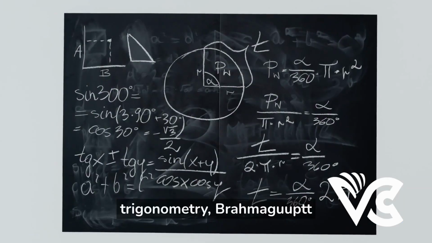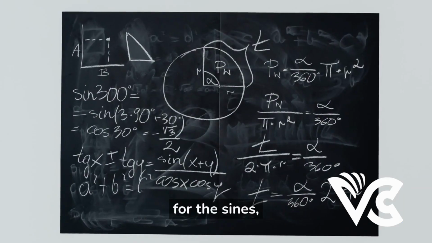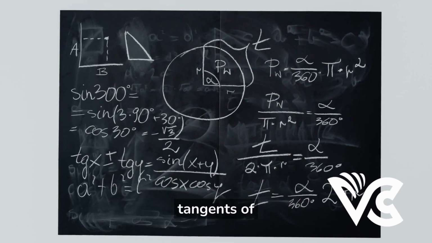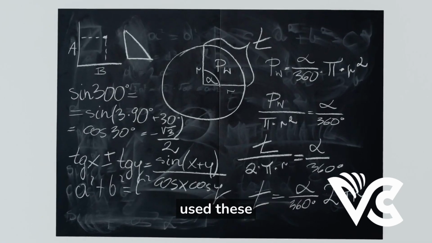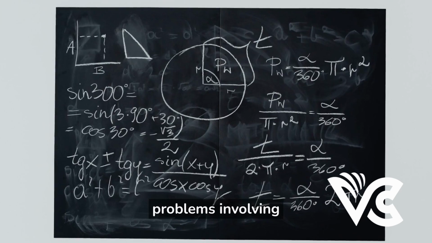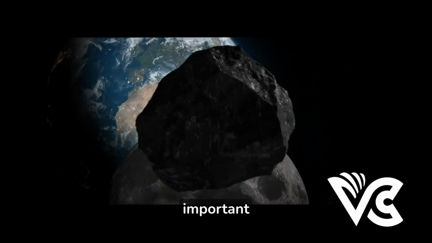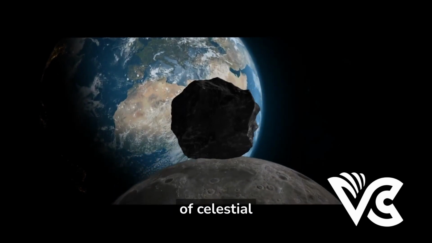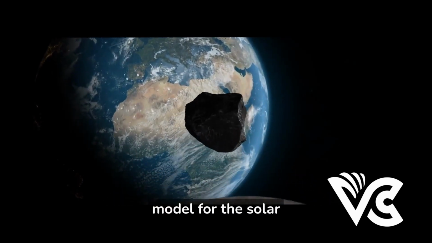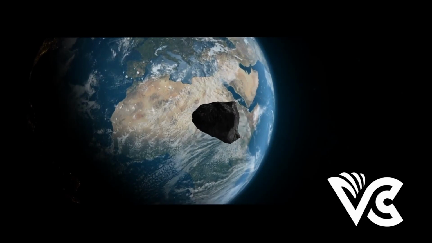In trigonometry, Brahmagupta developed formulas for the sines, cosines, and tangents of various angles, and used these formulas to solve problems involving triangles and circles. In astronomy, Brahmagupta made important observations about the movements of celestial bodies, and developed a model for the solar system that was ahead of its time.